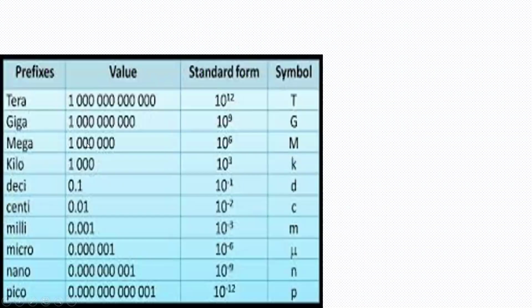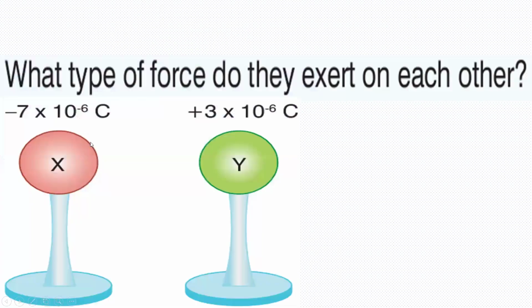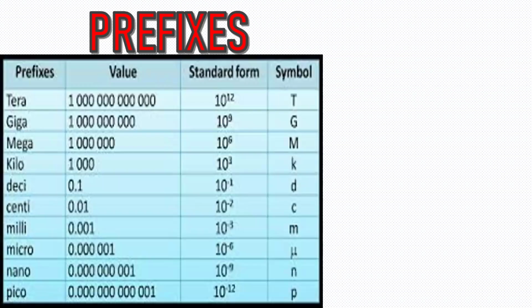Before we start answering our questions, let's go over units and converting units. If you have 5 teracoulombs, how are we going to write it in coulombs? 5 times 10 to the power of 12 coulombs. We should remember these numbers.